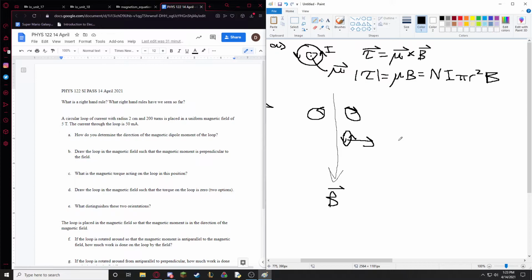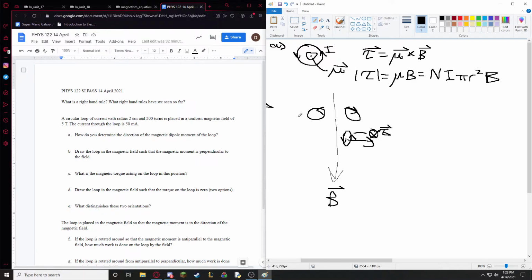What direction is the torque in? The torque will be pointed into the page. And why is that? Because if you're using your pointer finger to point towards the magnetic moment, and then you have B being your middle finger pointed downwards, then your thumb will point into the page. Exactly. So we know that for this example, our torque is going to be into the page.